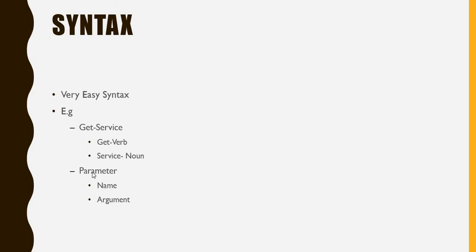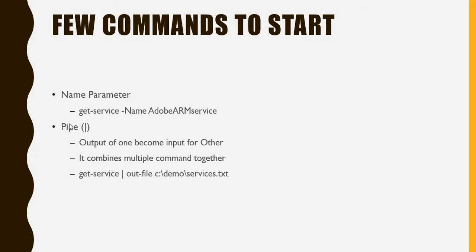The second is the parameter. We filtered Get-Service with a particular name, so that is the parameter. So dash name and then you can put the name, dash title, you can put the title. In general, this is the syntax of the commands. We saw this in the previous video, Get-Service and the name, and that got filtered.